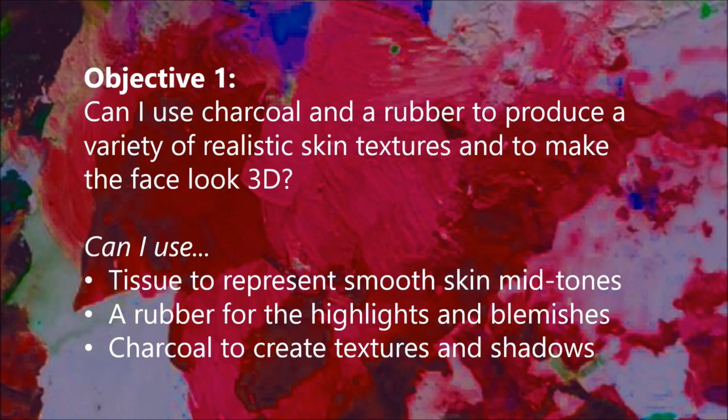I use charcoal and a rubber to produce a variety of realistic skin textures to make the face look 3D. So I can use tissue to represent smooth skin and midtones, a rubber for the highlights and blemishes, and charcoal to create textures and the darkest shadows.